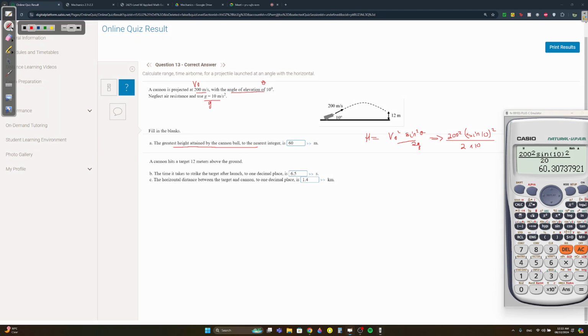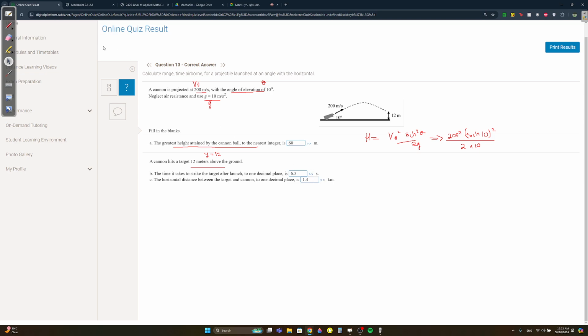A cannon hits a target 12 meters above the ground. Above the ground, meaning y is equal to 12. The time it takes to strike the target after launch, to one decimal place, is how many seconds? We know y is equal to 12. We want to find the time. What is y equal to? Minus half gt squared plus v naught sine theta t.